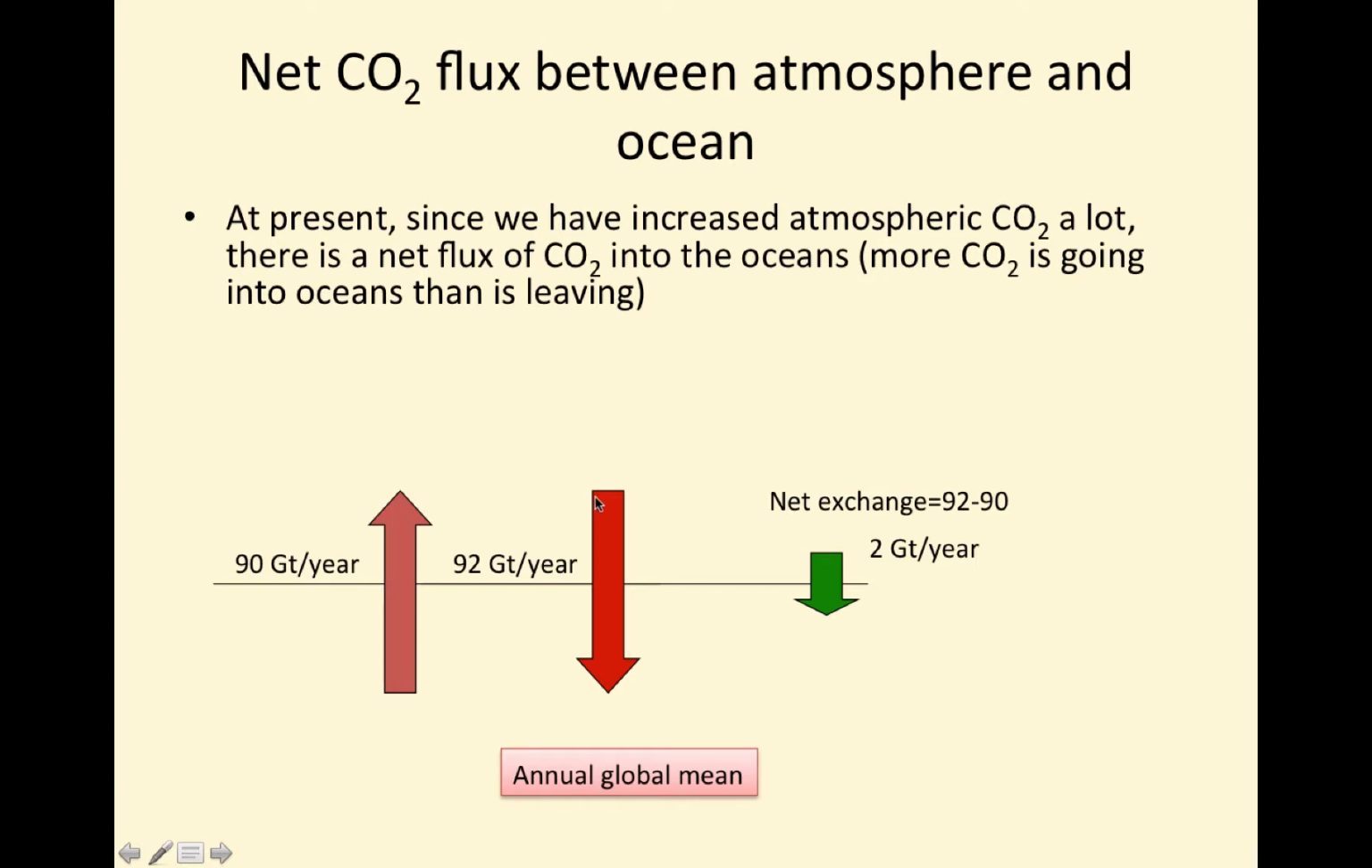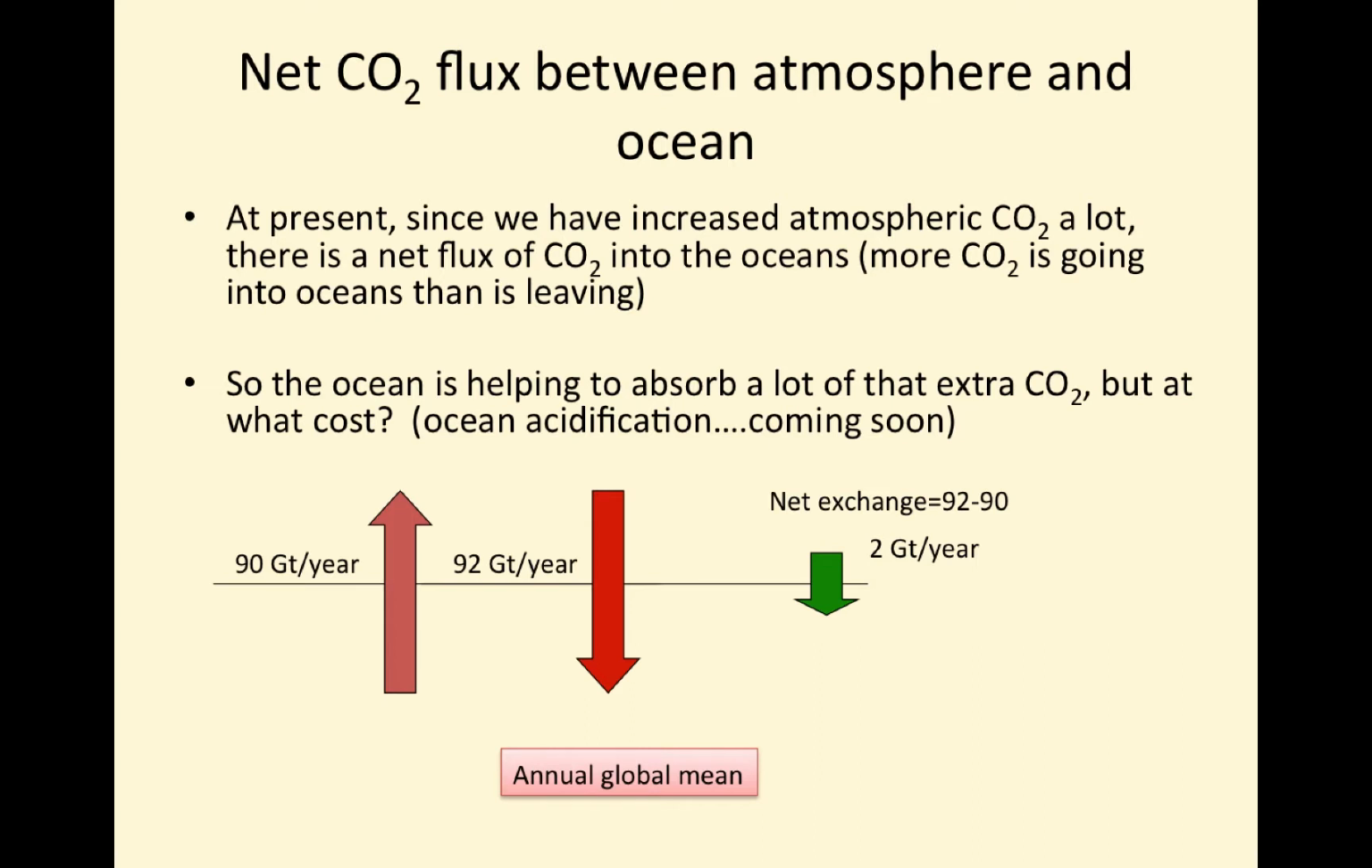So 92 gigatons per year enter the oceans, only 90 gigatons per year come out, and so the net exchange is 2 gigatons per year going into the ocean on annual global mean. And this again is because we've changed the concentration gradient between the atmosphere and the ocean. So now in general, more atmospheric CO2 moves into the ocean every year than vice versa. So the ocean is helping to absorb a lot of that extra CO2 right now that was piling up in our atmosphere. But what is the cost of that? And the cost of that is really ocean acidification, which is something we'll look at in the next few lectures.